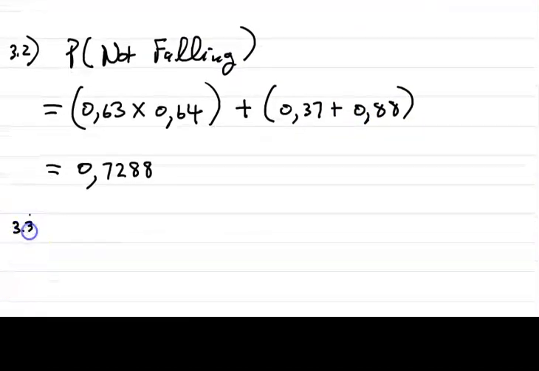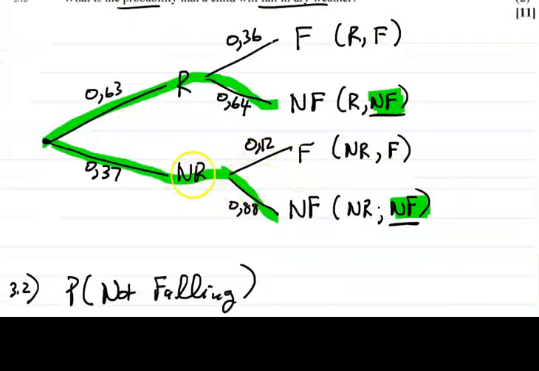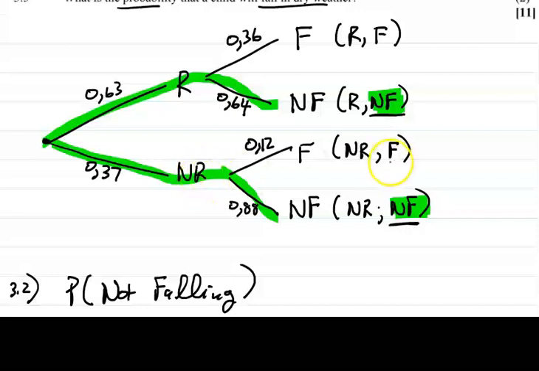Now let's go and answer question 3.3. In question 3.3, it says, what is the probability that a child will fall in dry weather? That a child will fall in dry weather. So let's go and look at that. So firstly, falling in dry weather will be here. So remember, NR is for not raining, so that's dry weather. So the chance of falling in dry weather will be as follows. So falling when it's not raining, falling in dry weather. So we only have this particular option here. So we're going to follow this down to the root as follows.